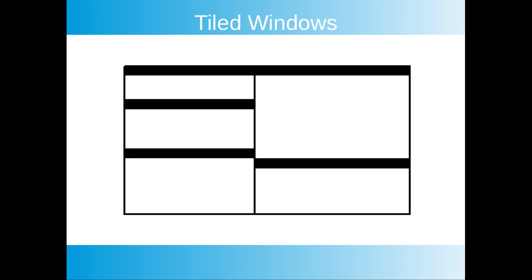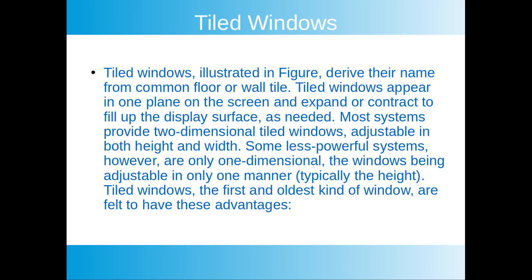This is the example of a tiled window. Tiled windows illustrated in the previous figure derive their name from common floor or wall tile. Tiled windows appear in one plane on the screen and expand or contract to fill up the display surface as needed. Most systems provide two-dimensional tiled windows adjustable in both height and width. Some less powerful systems, however, are only one-dimensional, the windows being adjustable in only one manner, typically the height.